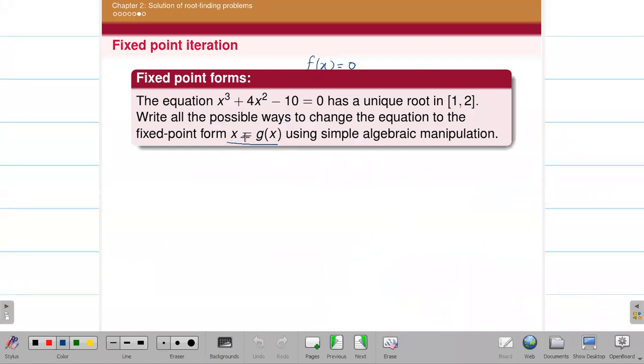This is an f of x is equal to 0 type equation, and we have to construct it in terms of x is equal to g of x type. So how to do it? In the first step, I can show you that f of x is equal to 0. If you add x to both sides, because I want x is equal to something, then I will get x is equal to g of x type, because I can write this as g of x.